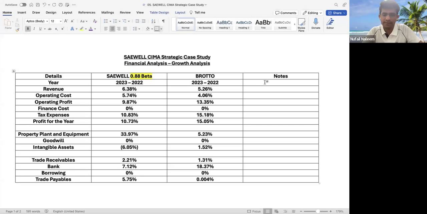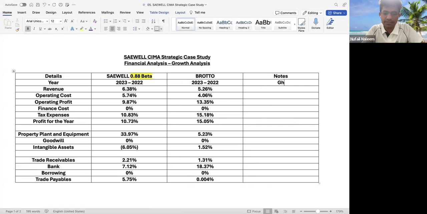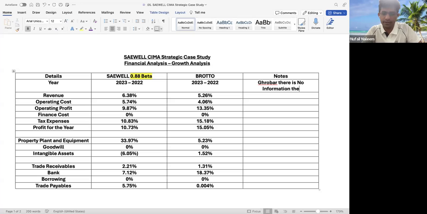So I'll write down here: the industry leader is Groba. Correct, students? The industry leader is Groba. There is no information. Despite their dominance.